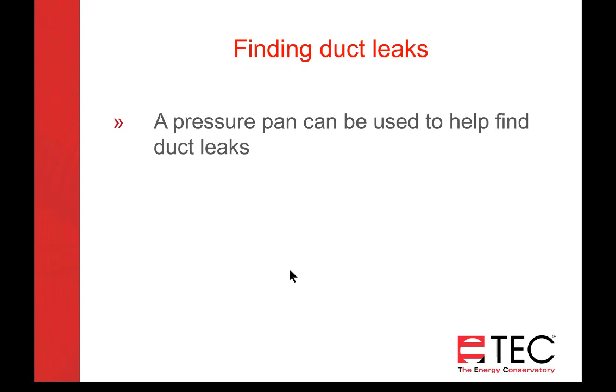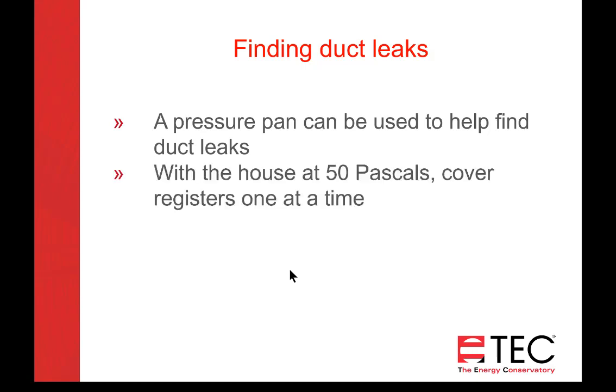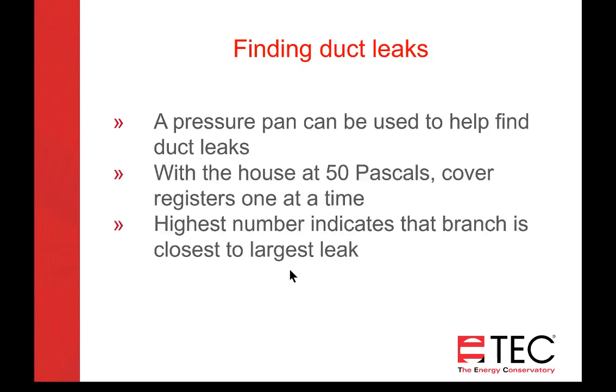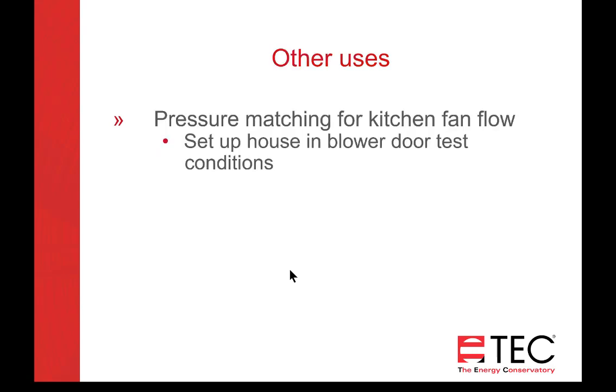So pressure pans are used to help find duct leaks. You cover the registers one at a time with the blower door at 50 and the air handler off, and the duct with the highest pressure tells you which one is closest to the biggest leak. So a duct leakage test doesn't tell you where the leaks are, but a pressure pan used with the blower door does tell you good information about where the leaks are.